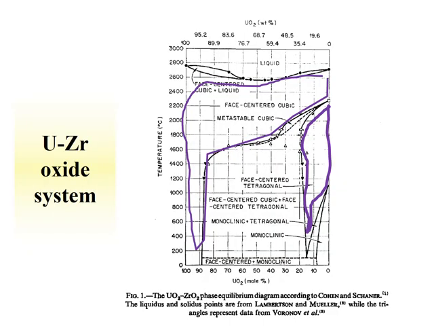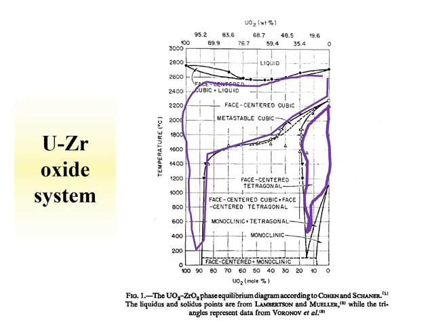An example of the uranium-zirconium oxide system is shown here. This is the phase diagram showing temperature plotted against the percent by mole of UO2, from 100% UO2 to 0% UO2. So you would imagine a nuclear fuel would be somewhere in this regime.